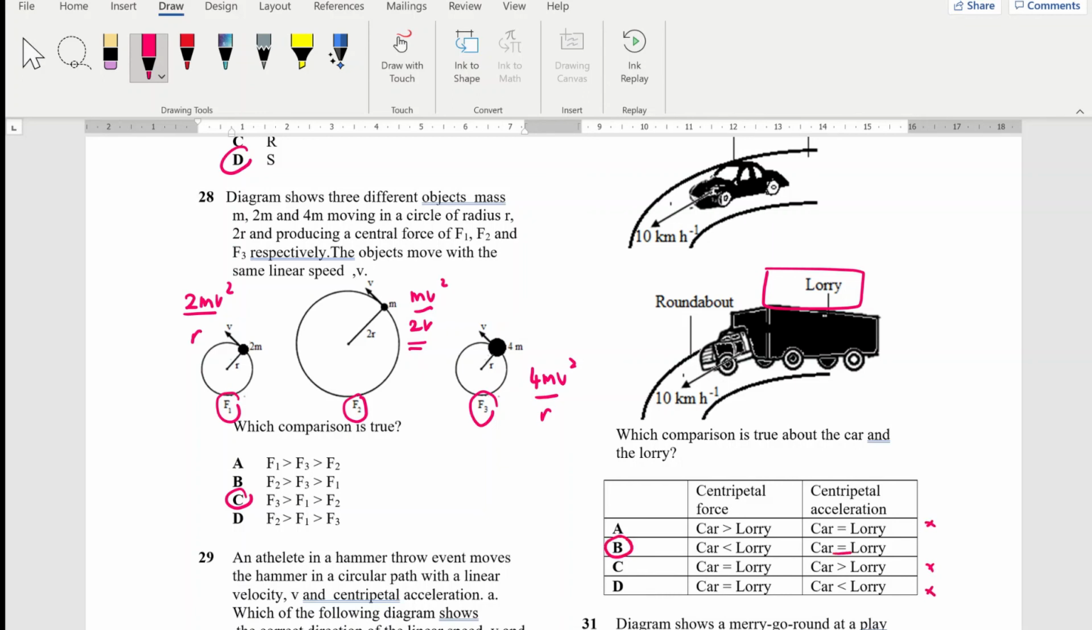Okay, centripetal acceleration. Kenapa sama? Sebab formula untuk centripetal acceleration is v squared over r. So, since they both have the same v and of course the same r, so acceleration dia akan jadi sama je lah. Okay.